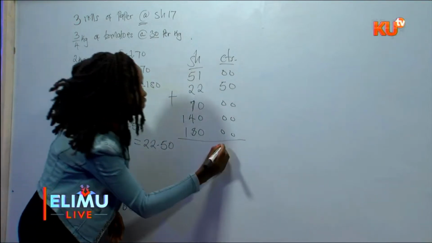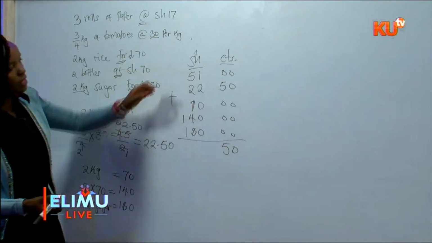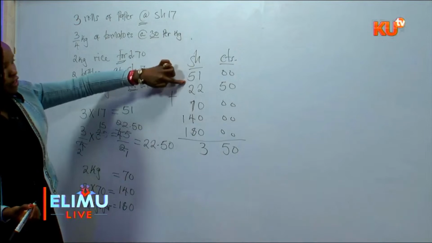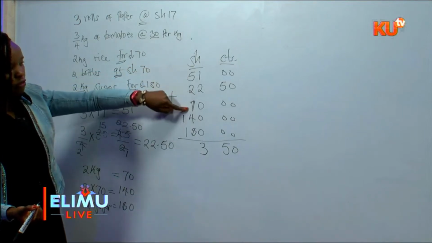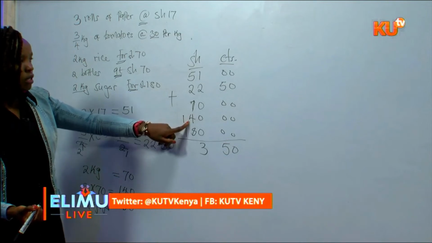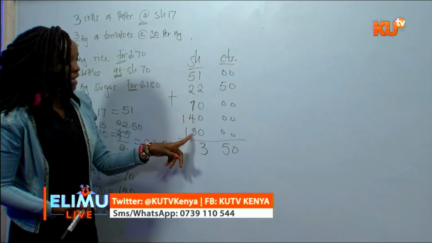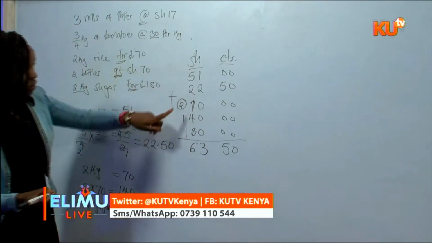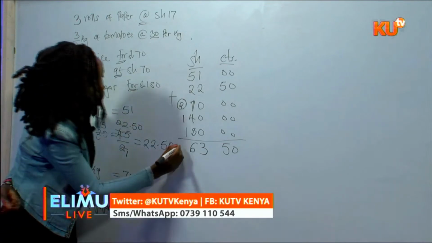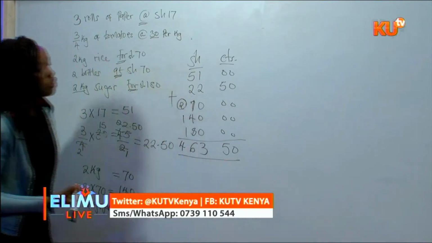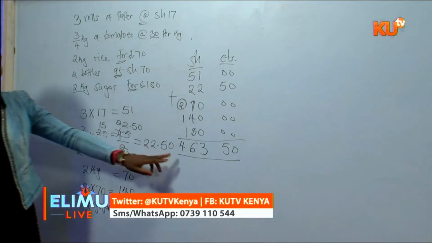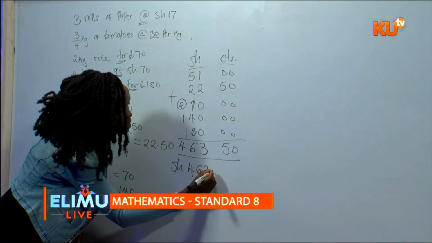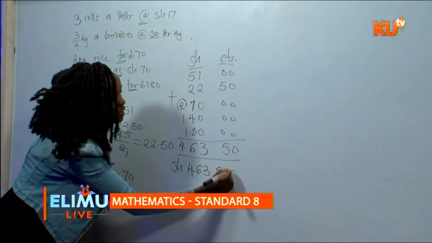So when we add here, we are going to get 50 cents. 1 plus 2 plus 0, we get 3. 5 plus 2, 7. 7 plus 7, 14. 14 plus 4, 18. 18 plus 8, we get 26. I write 6, we carry 2. 2 plus 1 plus 1, we get 4. So the total cost of the items was 463 shillings and 50 cents.